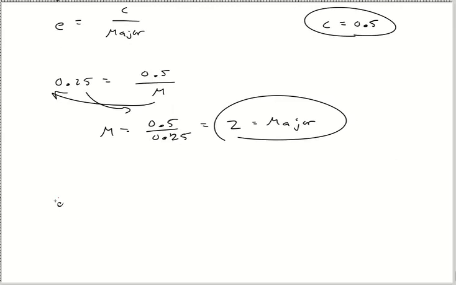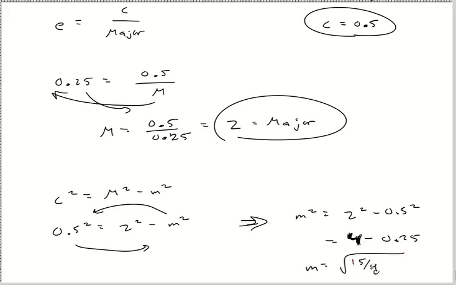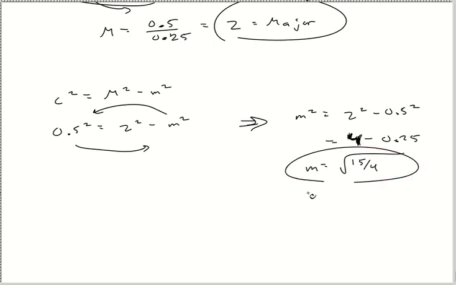To find my minor, I go back to C squared is equal to major squared minus the minor squared. 0.5 squared is equal to 2 squared minus the minor squared. Move it over. Minor squared is equal to 2 squared minus the 0.5 squared now. So that's 4 minus 0.25, 3.75. You can do the fraction stuff and whatnot. I did a fraction in the calculator: 15 over 4. Good enough. And so there's my minor.